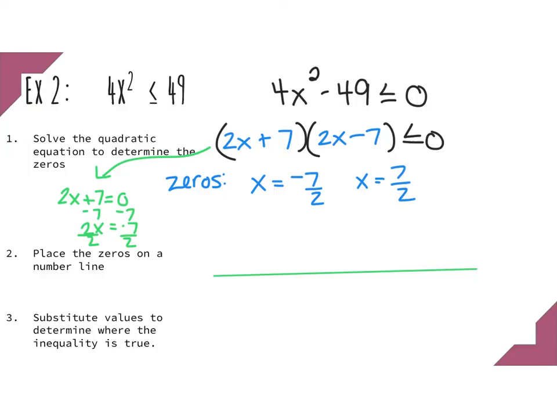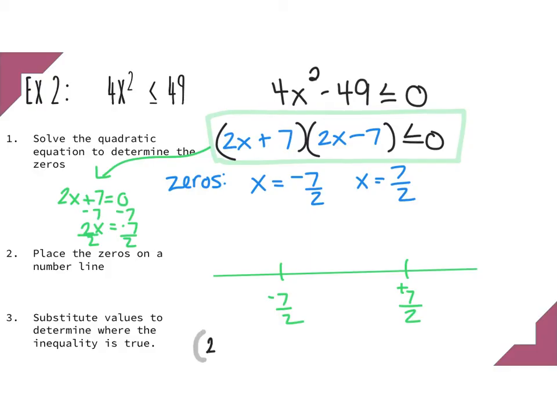So -7/2 and +7/2. And I know that my answer will either be between these two values or going out. Okay, so how am I going to decide? Well, I'm going to choose a test point. And this is really saying right here, for what values is this less than or equal to 0? So I really want to know, well, where is it negative? Okay, so I'm going to choose something in between. I want to choose 0.